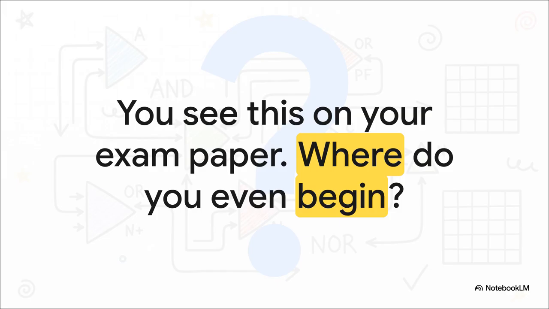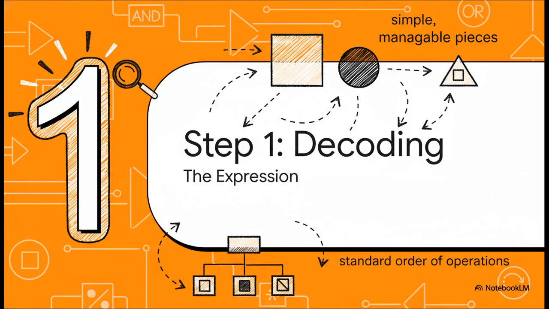So, picture this. You're in the exam hall, you flip the page, and this is staring back at you. Question 5b. It's asking for a logic circuit for the expression P equals NOT A AND, in brackets, B OR C. Now, it's only a 3-mark question, but it can look pretty intimidating, right? The key is not to panic. You just need a system. And that system starts right here.